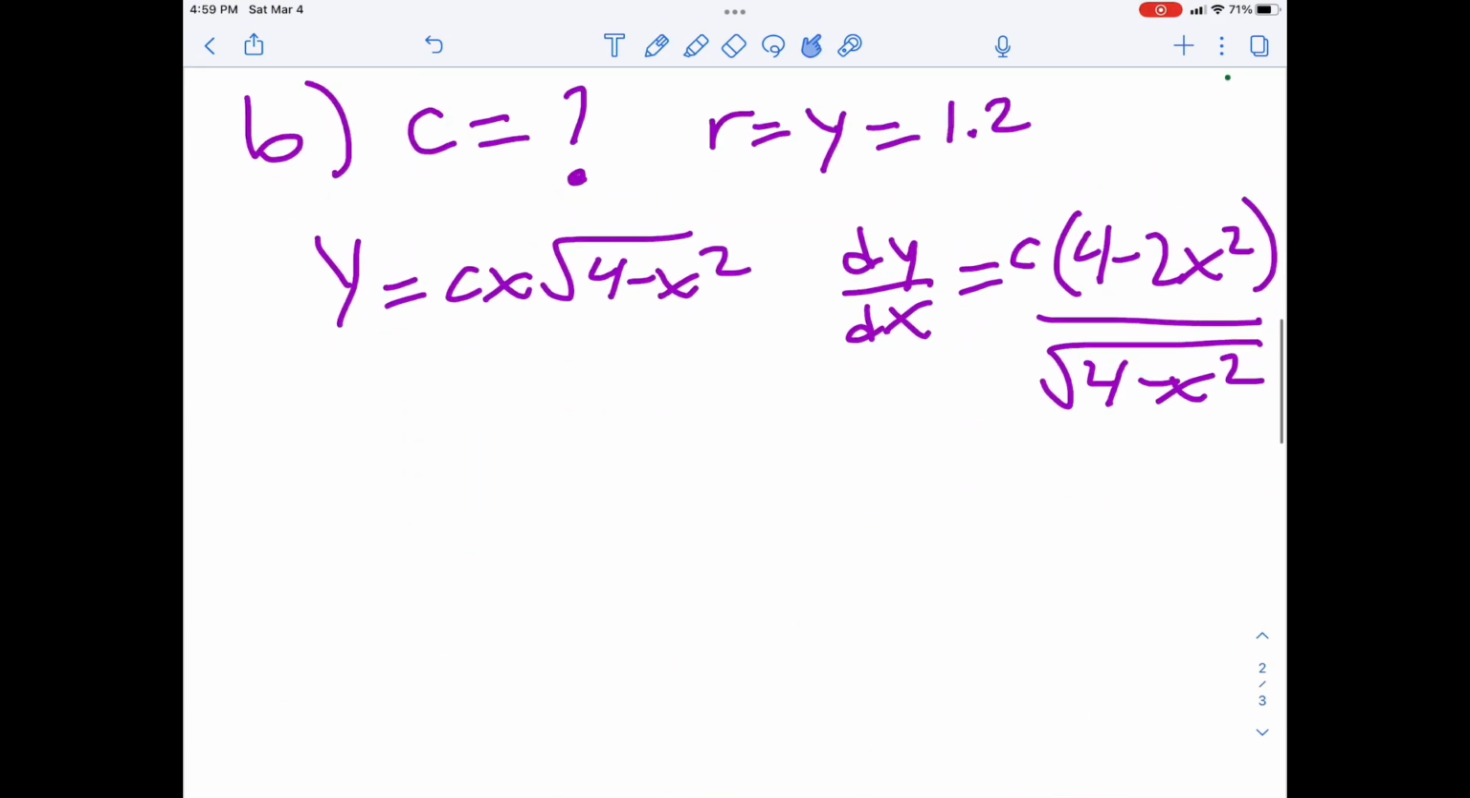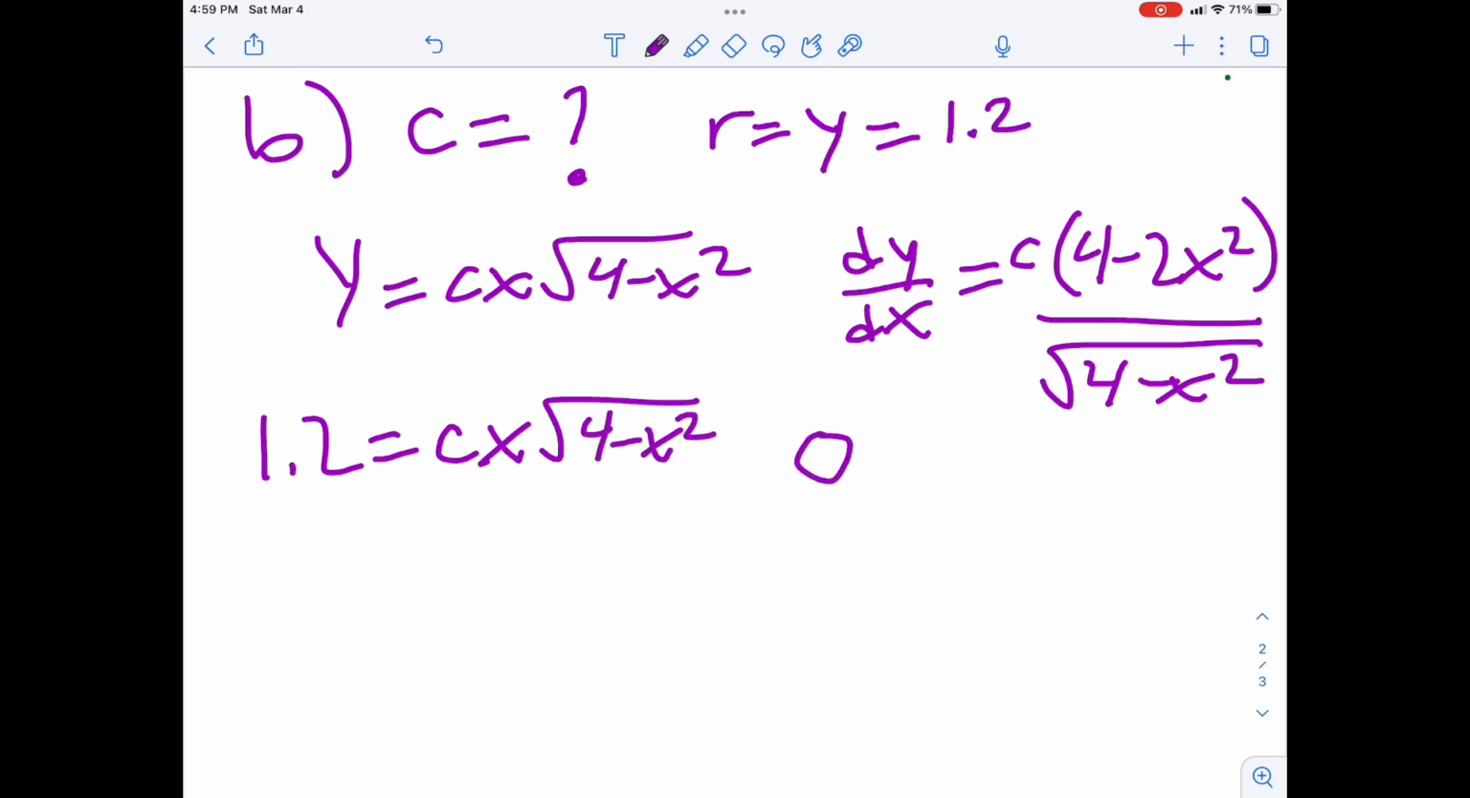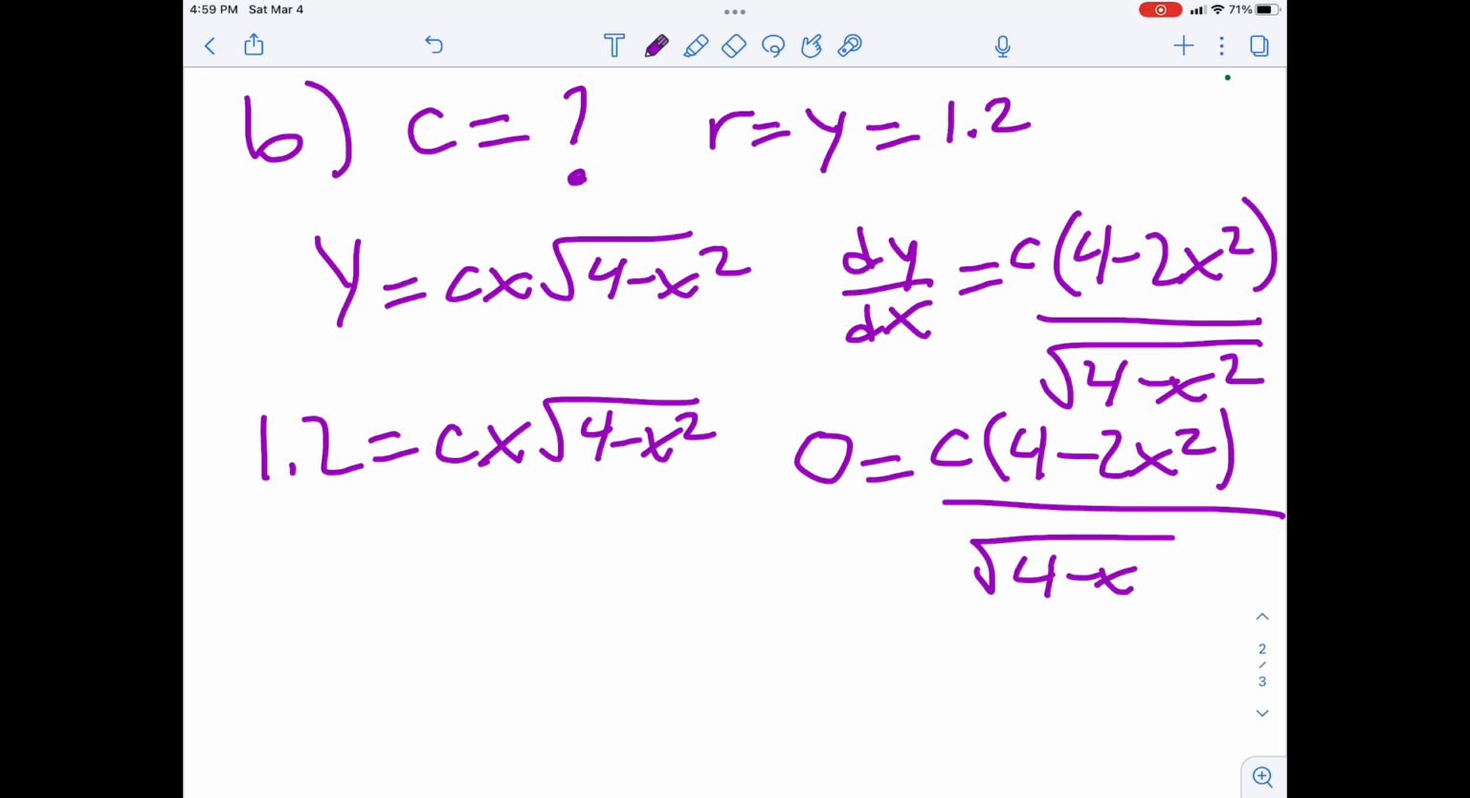So let's assign these values. I'm going to say that 1.2 equals cx times the square root of 4 minus x squared. And then I'm going to say that 0 equals c times (4 minus 2x squared) divided by the square root of 4 minus x squared. Okay, so we want to know ultimately what c equals.